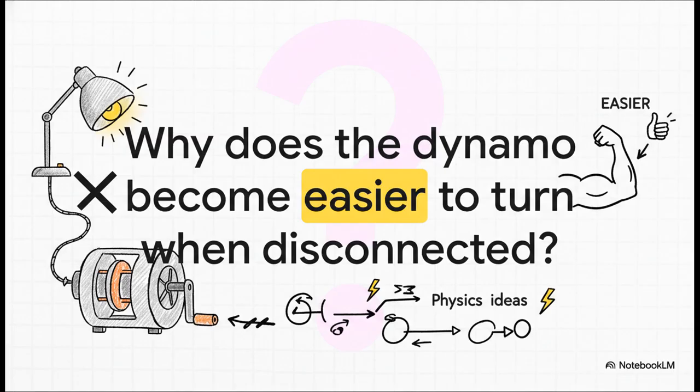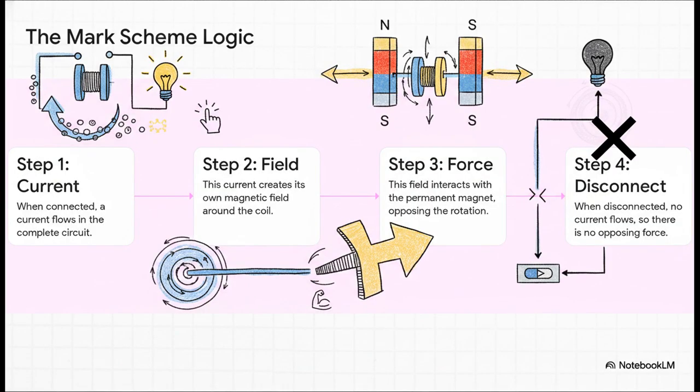This is one of those questions where you have to connect a few different physics ideas together in a perfect logical chain. Okay, so the whole secret here is understanding this chain reaction. Let's walk through it. First, when the lamp is connected, you've got a complete circuit, right? So a current flows. Second, we know that any current flowing through a wire creates its own magnetic field around it. Third, and this is the real kicker, this new magnetic field from the current interacts with the field from the permanent magnet, and it creates a force that opposes the original turning motion.